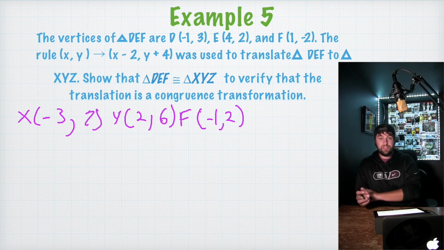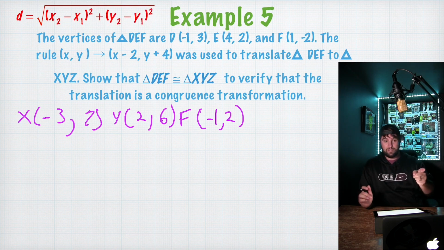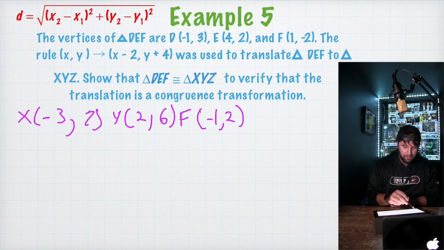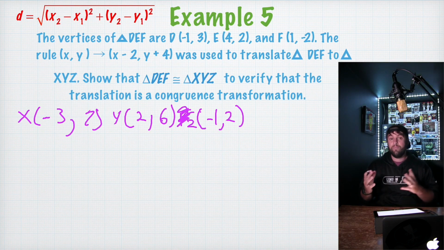Okay, so to prove that these two figures are going to be congruent, one way we can do it that we all know is we can use the distance formula, which I put up at the top of the screen. We can use that distance formula and plug in our DE points, our EF points, and our FD points. And then we'd have to plug in XY to see if it's the same as DE. And we'd have to plug in YZ to see if it's the same as EF. Oh, sorry, that should be a Z, not an F. And then lastly, we'd plug in our XZ to see if it's the same as DF. Okay, that's a lot of work.